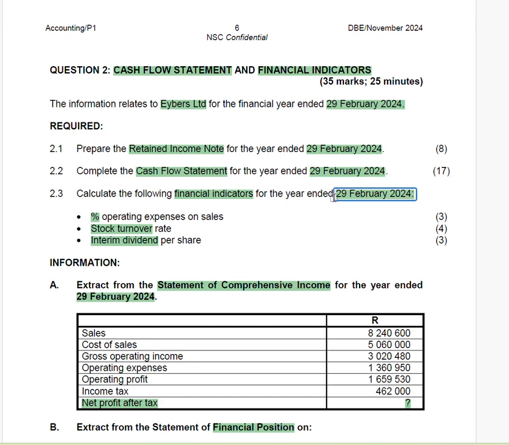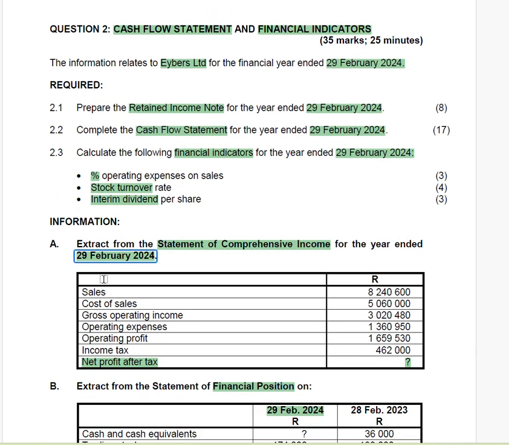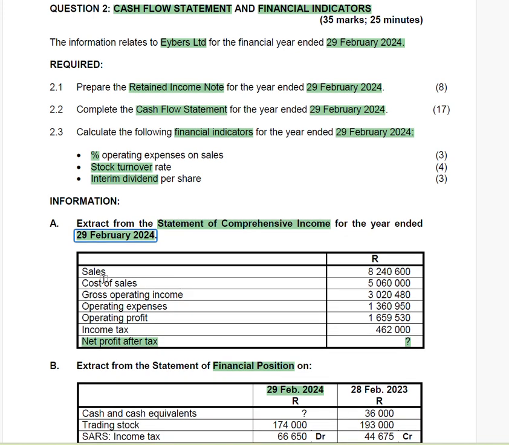And then what we need to do is look at the additional information and see the information that we have that we will need for our cash flow statement. If we're looking at the information in A, it's the statement of comprehensive income. All that you are provided are the numbers: the sales, cost of sales, gross profit, operating expense, operating profit, income tax, as well as net profit that we have determined in 2.1.